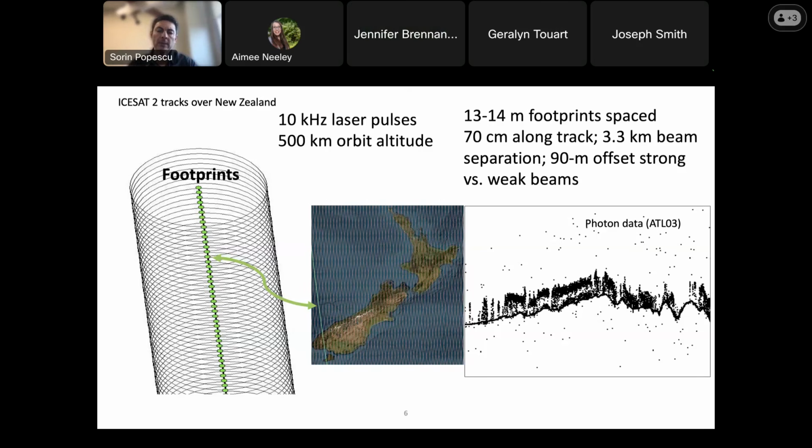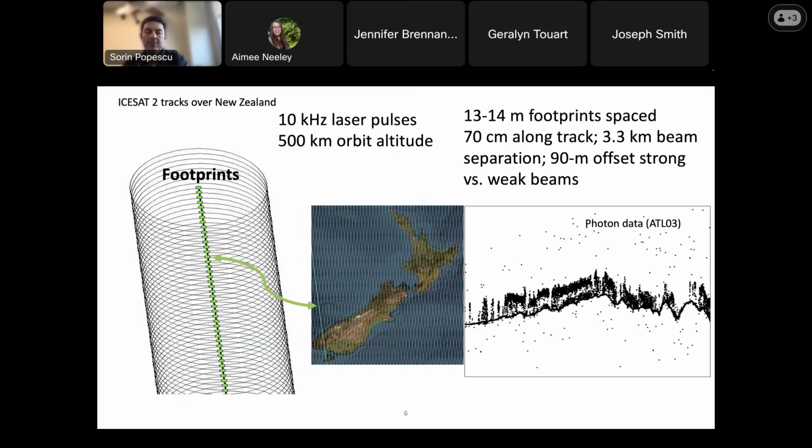So to the right, you can see a profile of photon-counting data that is actually the ATL03 product, so just geolocated photons. And even with the naked eye, you can spot the trend in the terrestrial surface, and on top of it, you can see the canopy. And of course, there are some noise points above and below all of this.